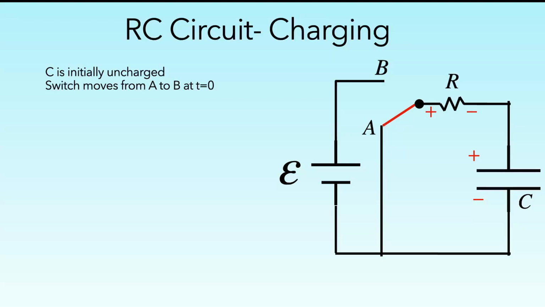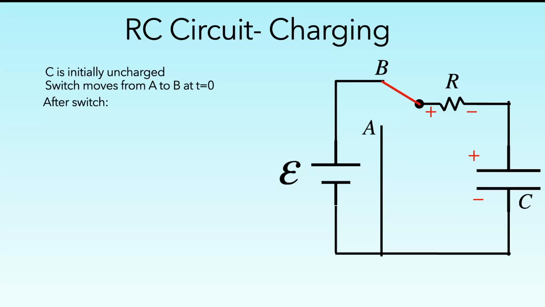You can see we've got currently this switch is at position A. So there's no charge on the capacitor. We have to know that ahead of time. There's nothing that's going to make current flow around this system. So basically the voltage across the capacitor and the voltage across the resistor are both zero. We're going to switch at time equals 0. We're going to move that switch from A to B.